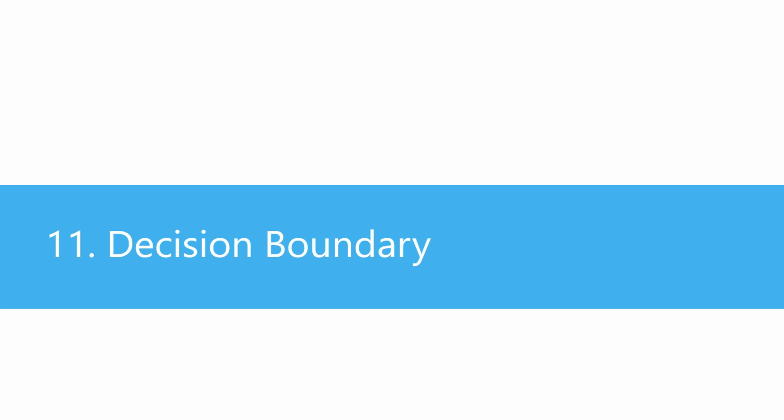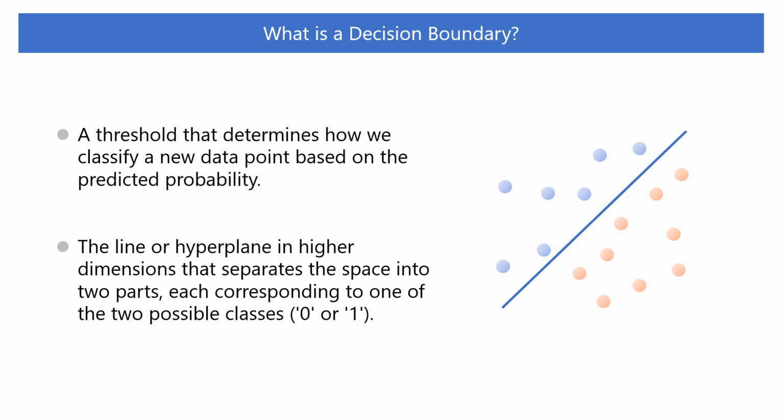Chapter 11. Decision Boundary. Let's discuss the decision boundary in logistic regression. In logistic regression, which is used for binary classification, the decision boundary is a critical concept. It is a threshold that determines how we classify a new data point based on the predicted probability. The decision boundary is the line or hyperplane that separates the space into two parts, each corresponding to one of the two possible classes, like 0 or 1 in binary classification.